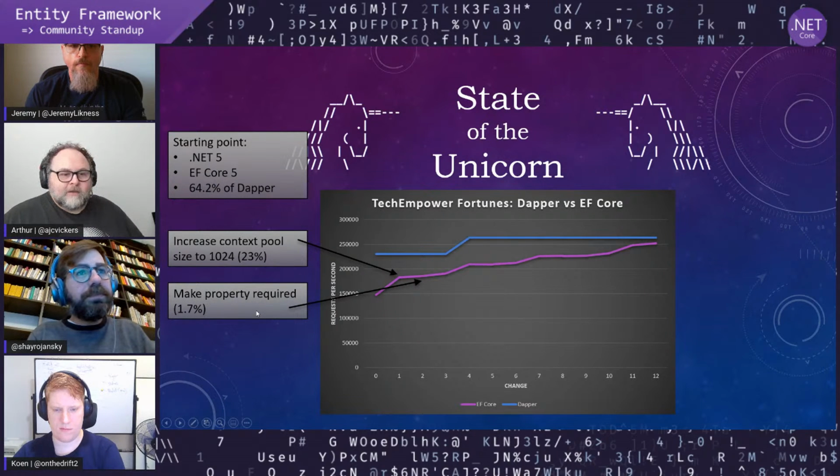Making a property required, you might not think that this would have a significant perf impact, but it stops us having to do a null check for it when we read out of the database, an is DB null essentially. And so you got almost 2% just from making one property required.